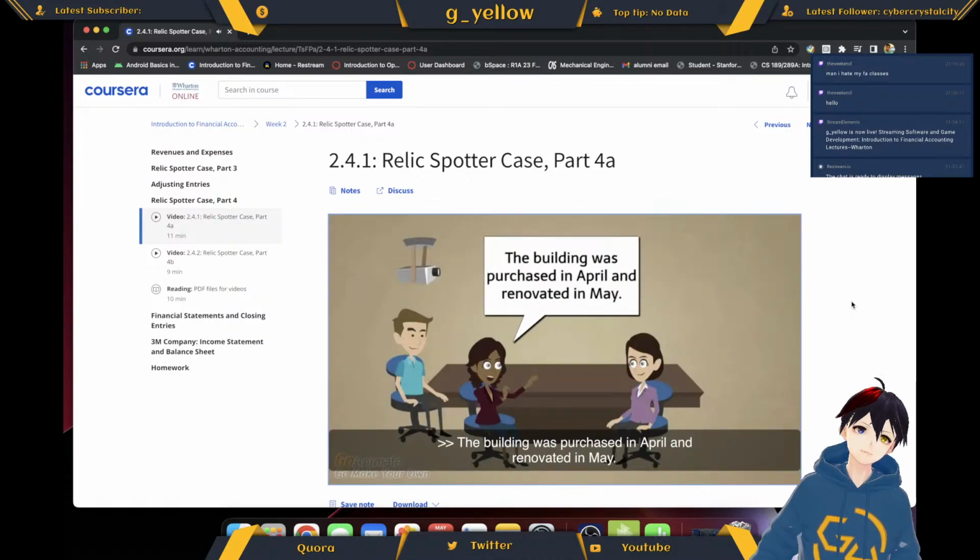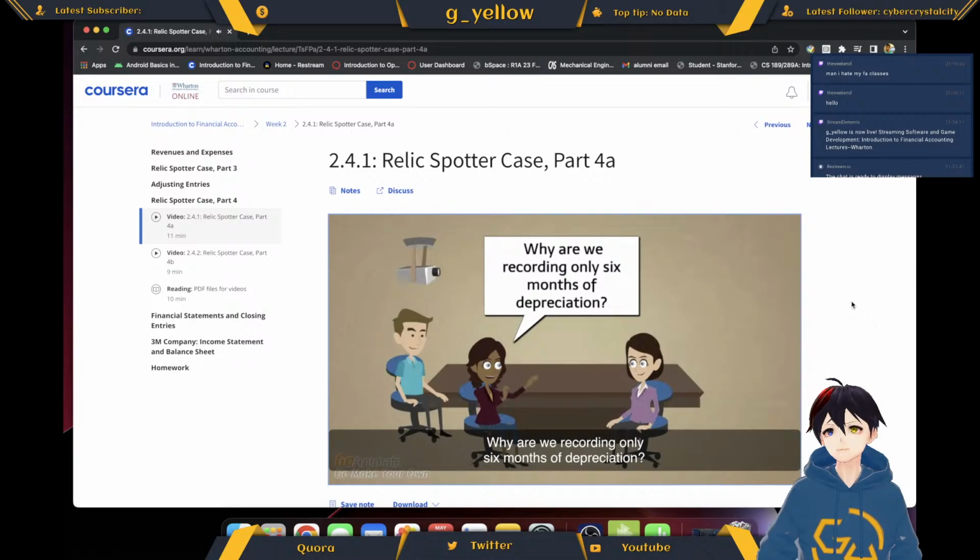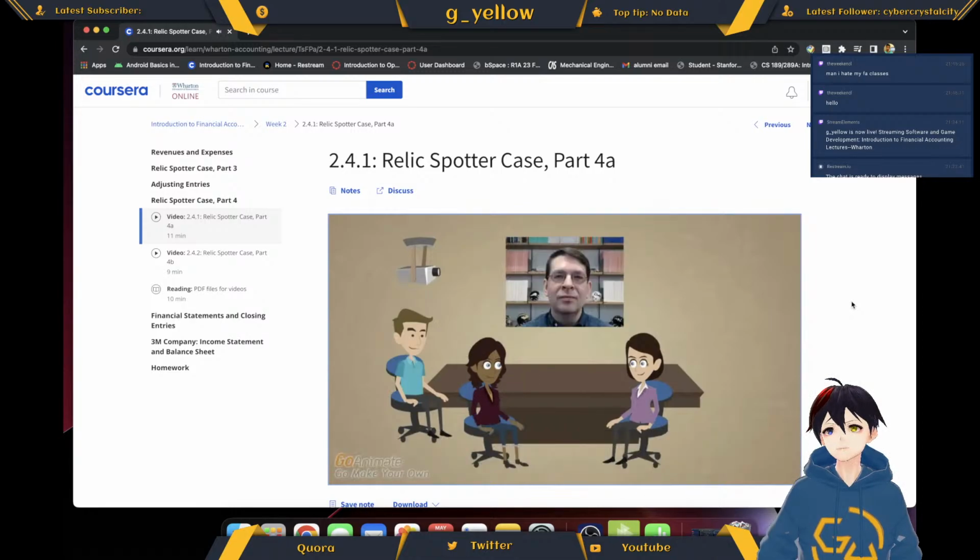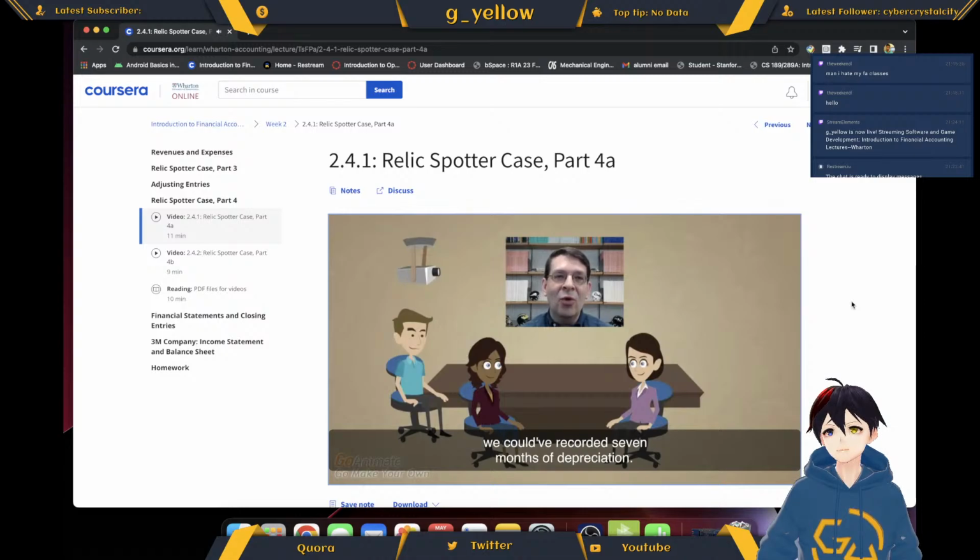The building was purchased in April and renovated in May. Why are we recording only 6 months of depreciation? You are correct. Since we finished the building 7 months ago, we could have recorded 7 months of depreciation. But I chose to do 6 months because Relic Spotter's only been open for 6 months, and I'm trying to match the cost of the building with the revenue we generated. Plus, the math was a lot easier with 6 months rather than 7 months.